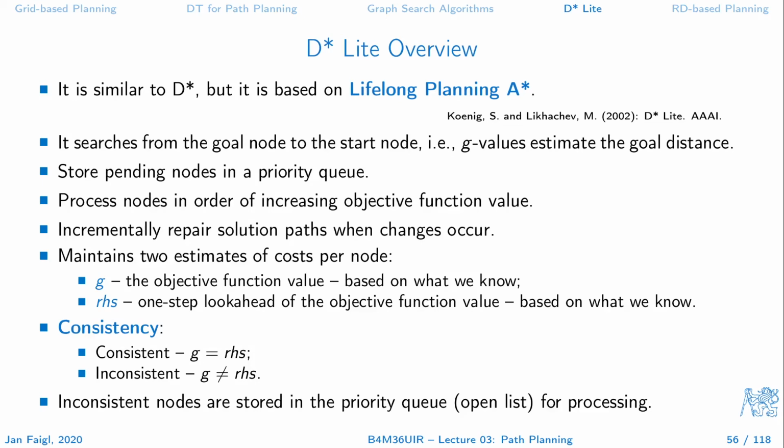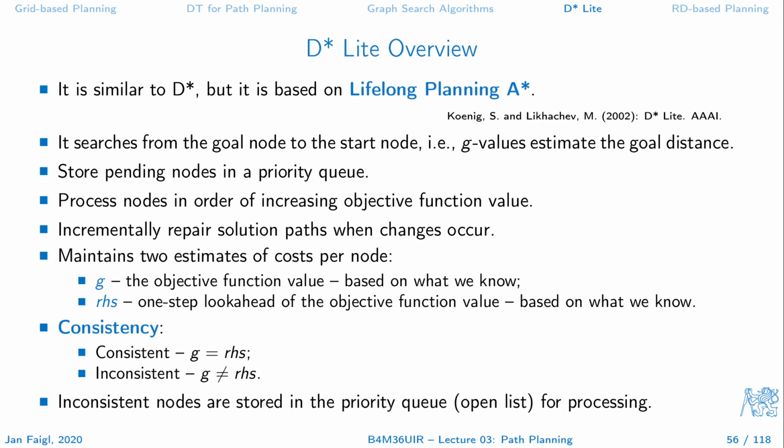D* Lite is very similar in behavior to D*. It has a similar name, but it's actually based on Lifelong Planning A*. It was proposed by Sven Koenig and Maxim Likhachev in 2002 in a paper published at AAAI, just to highlight, this is the forum where you can find such algorithms. It searches from the goal node to the start node, so we are not searching from start to goal, but from the goal to start, using the g values that estimate the distance to the goal.